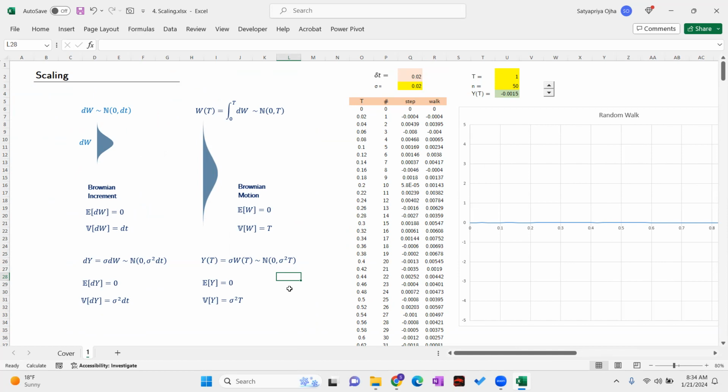There are fundamental quantities in finance which are supposed to grow. For example, a stock price. Stock price is supposed to grow in the long term, at least. GDP is supposed to grow, correct? So we need to introduce something that grows. On average, there should be some growth element, right? So let's go to the next sheet.